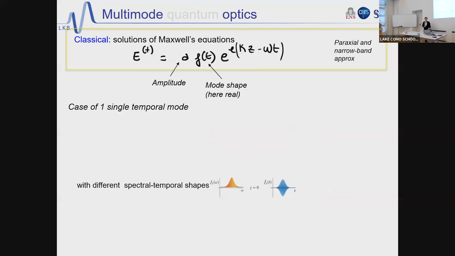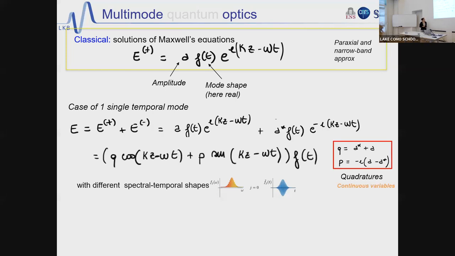If we consider just one spectral temporal mode, you can write the field this way, where I put an amplitude on a mode shape, a temporal field that propagates along a specific direction with a specific wave vector, at or around this omega value. This is really the idea of the paraxial approximation: the wave vector of the fields I'm going to speak about is not far from a specific one. And we have a narrow band. We're not really on the narrow band approximation, as you will see in my talk, but still we can consider that this approximation is valid.